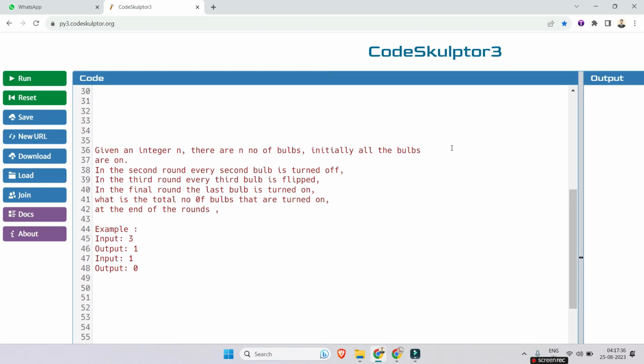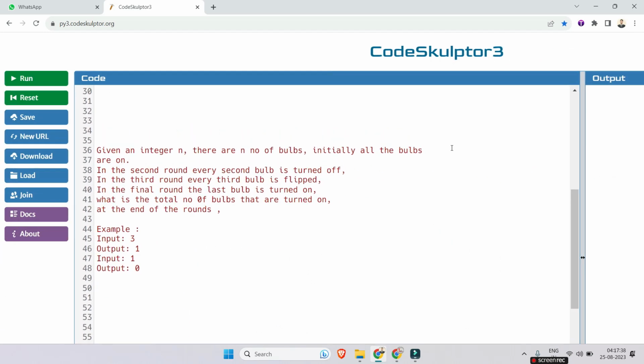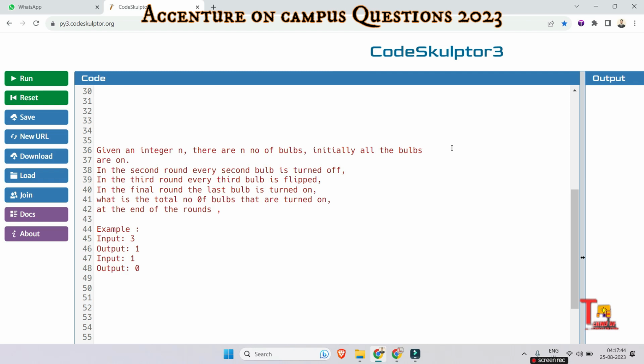So the first question is, there is a given integer n, and there are n number of bulbs. Initially, all bulbs are on, and in the second round, every second bulb is turned off. And in the third round, every third bulb is flipped, and in the final round, the last bulb is turned on, right? What is the total number of bulbs that are turned on at the end of the rounds?